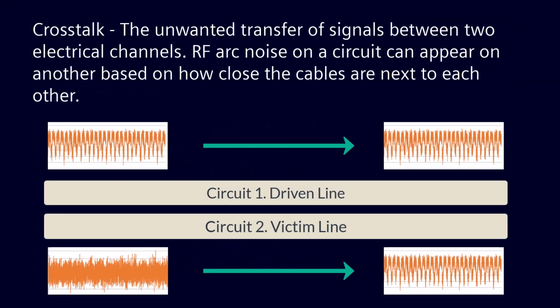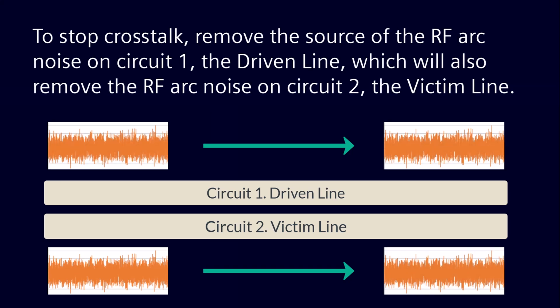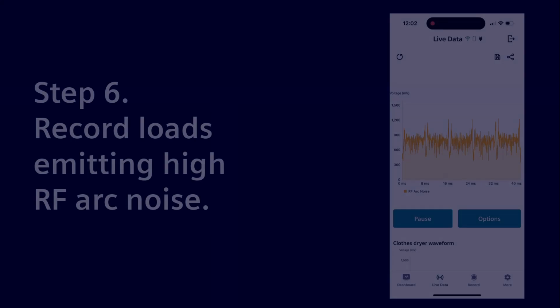This effect is called crosstalk when the RF arc noise in Circuit 1, the driven line, overlaps and affects Circuit 2, the victim line, when both lines are laid close together. Removing the load causing the high RF arc noise in Circuit 1 will also remove the high RF arc noise in Circuit 2. When high RF arc noise is present when turning on breakers and loads, note the make and model number causing the change.